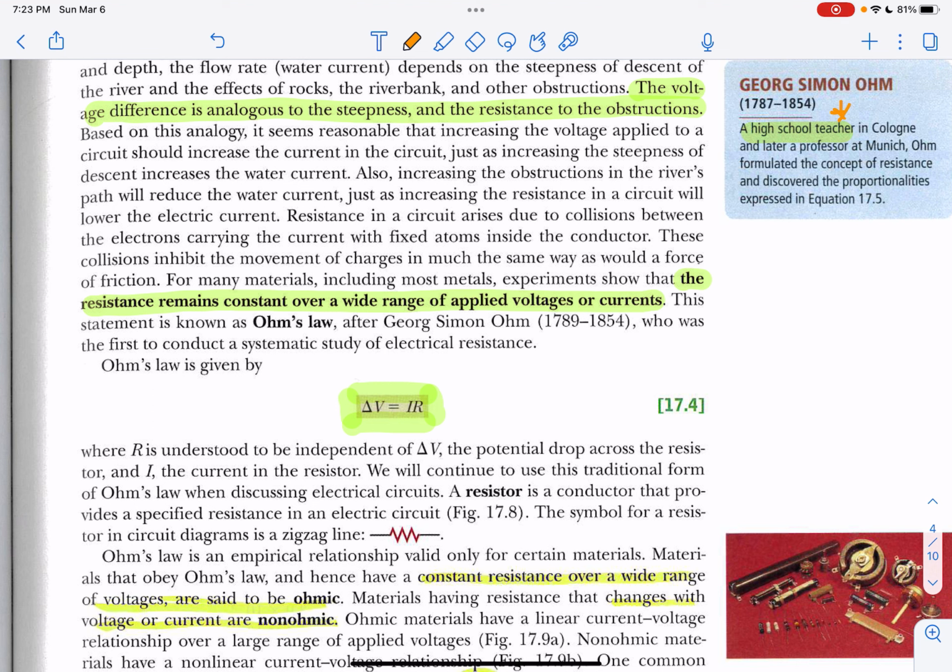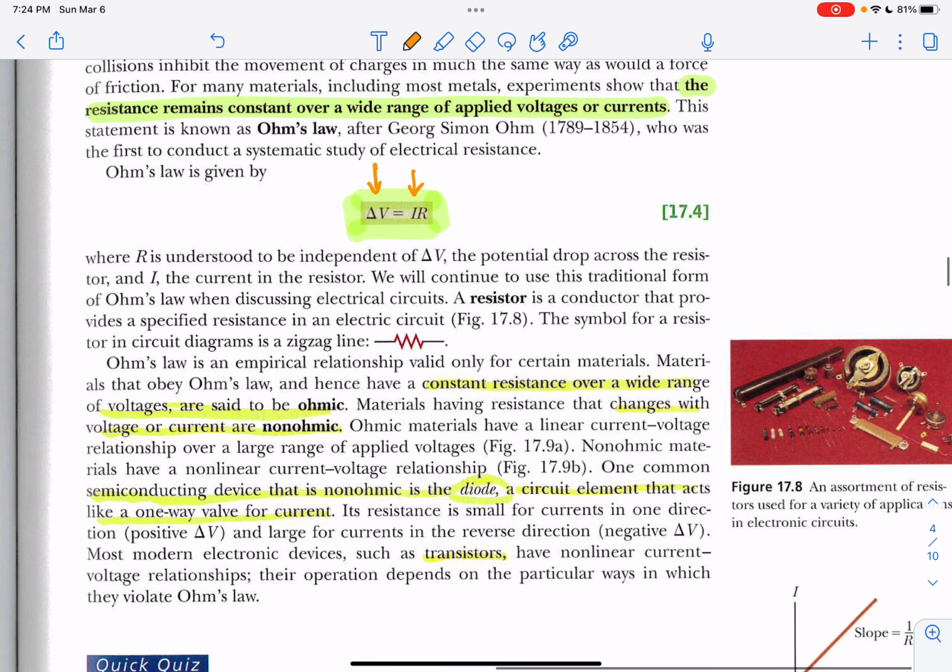Now, the resistance in many, many circuits, and certainly in circuits that use copper wires, for example, which are the most common, that resistance remains constant over a wide range of applied voltages or currents, meaning you can vary the voltage, you could vary the current, and Ohm's law would still apply. It is independent of how big the voltage is or how big the current is. You could always find the relationship between these three quantities. We would say that such a circuit is ohmic.